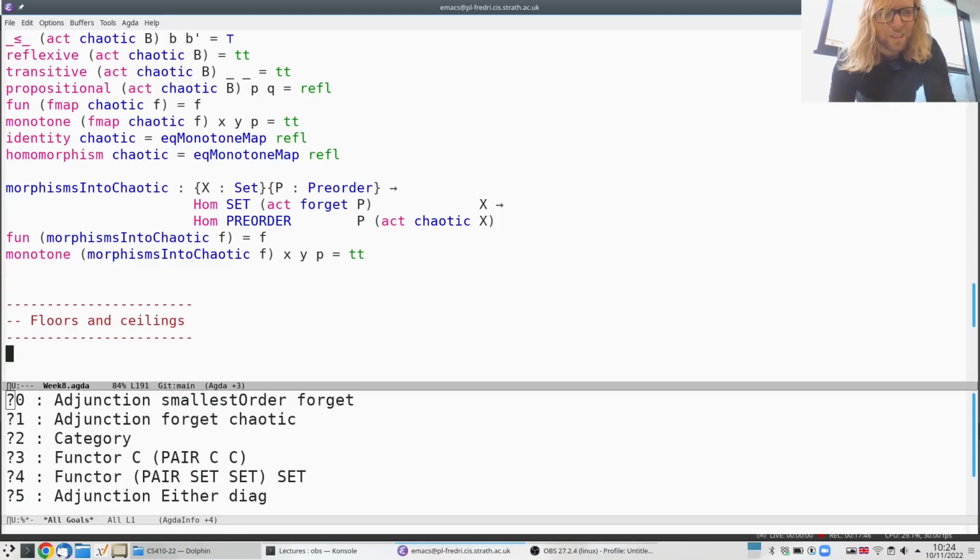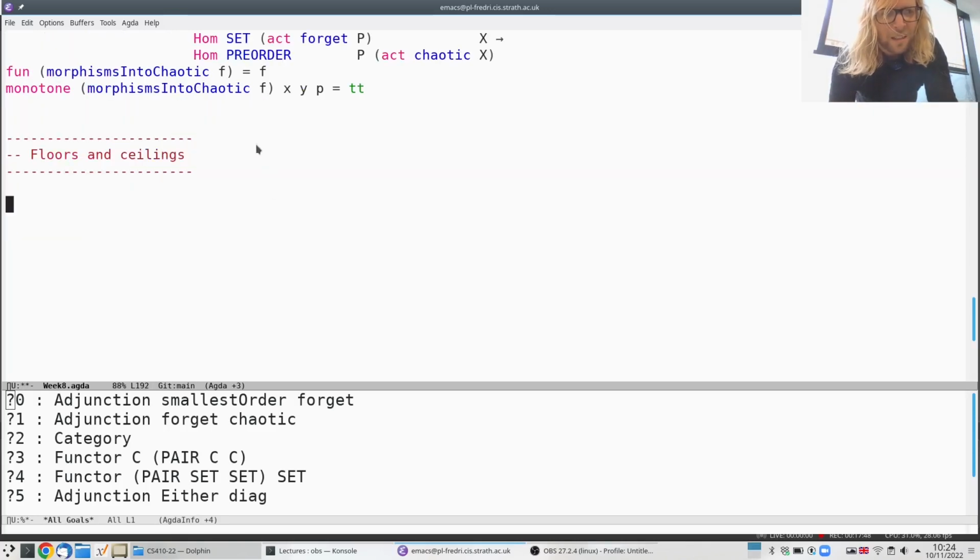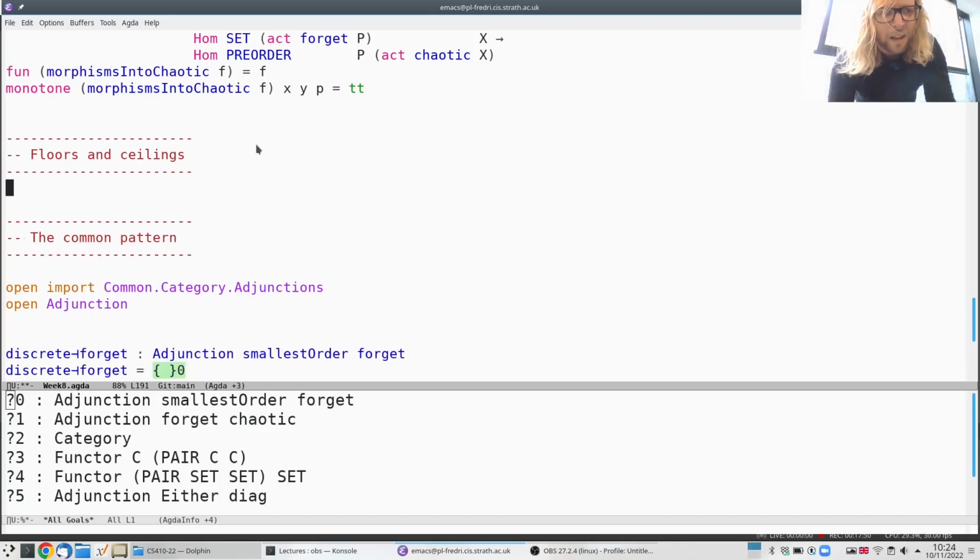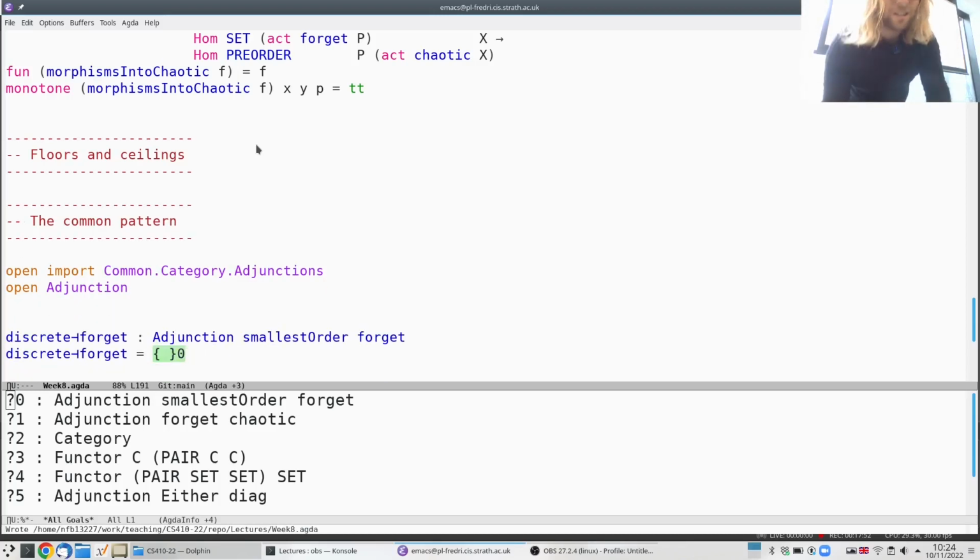Right, so we did the floors and ceilings. So what is the common pattern? Well, the common pattern is called an adjunction. So let's go and look at what an adjunction is.